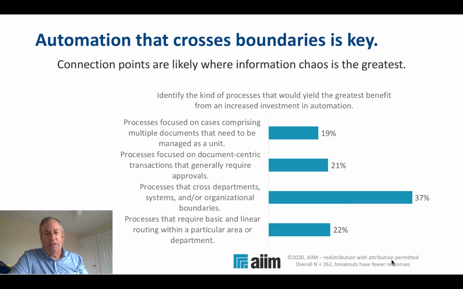And those of us in the content management space have talked about content silos for a long time. And you can see in the response to this question a realization that there's an intersection there, that processes that cross departments, that cross systems, organizational boundaries, in other words, that operate within information silos, those are the most problematic places when it comes to automation. And those are the places that organizations really want to focus on as they think about process automation.